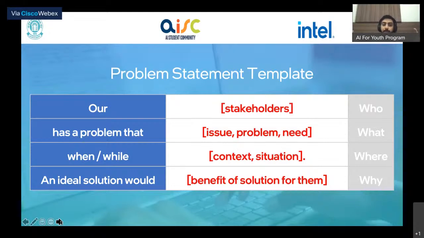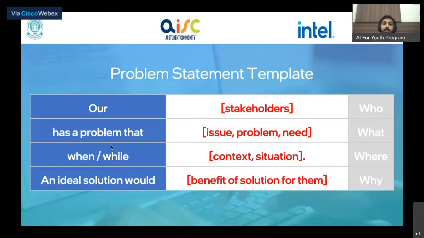So how do you create your problem statement with the 4Ws? You can write your problem statement in this manner. Our stakeholders have a problem, that so and so problem that they're facing when this particular situation occurs, and an ideal solution would be so and so.